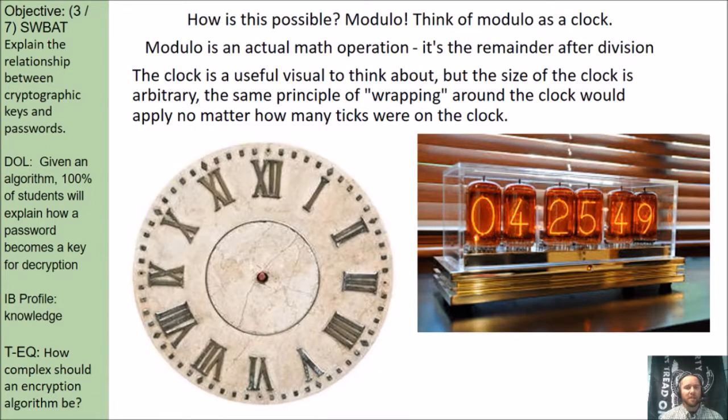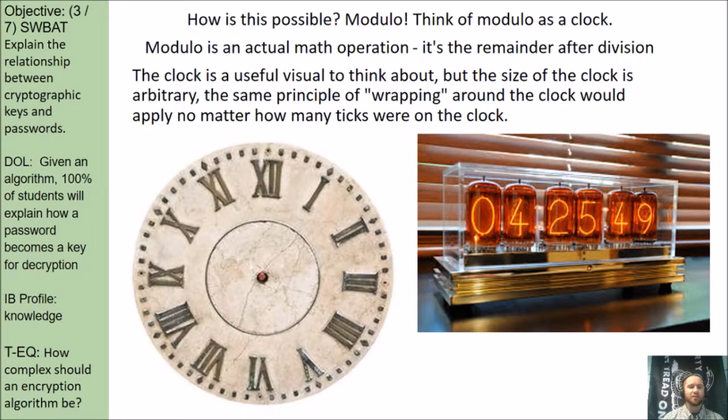So how can we send messages back and forth without ever meeting beforehand to discuss the way we're going to encrypt something? Well, through modulo. Think of modulo as a clock. Modulo is an actual math operation. That is to say, it's the remainder after division. It looks like a percent sign, and it almost looks like a division sign if you squint real hard, but it's its own sign.